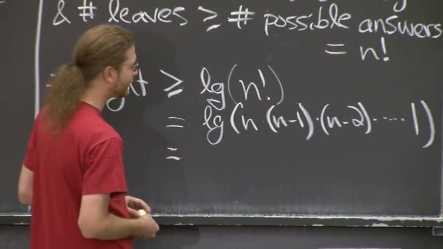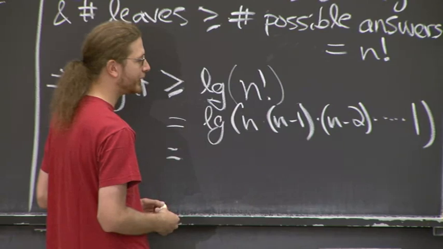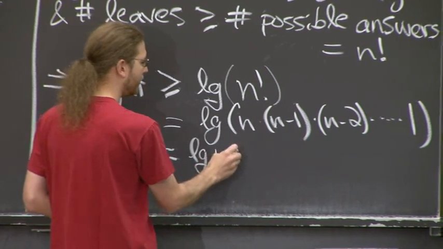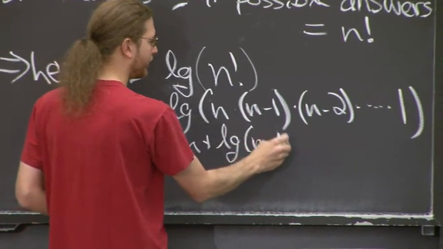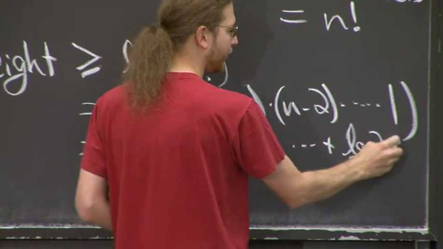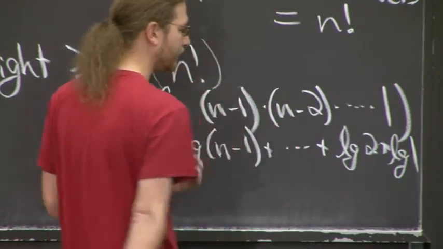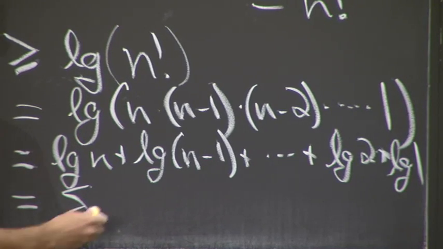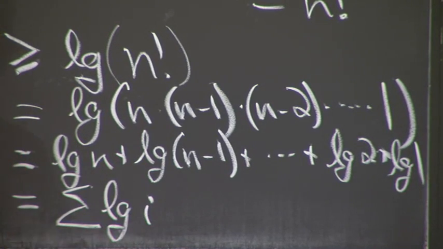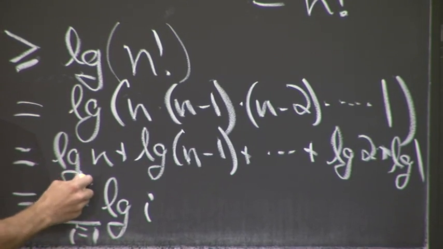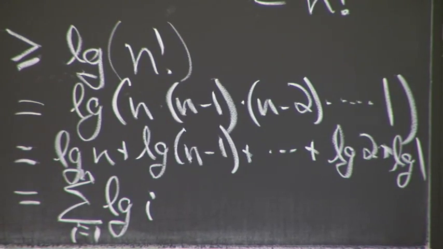And then we know the log of a product is the sum of the logs. So this is log n plus log n minus 1 plus log 2 plus log 1. I think at this point it's easier to use summation notation. So sum of log i, from 1 to n, I guess. Now we need to know something about logs. So it's not so easy.